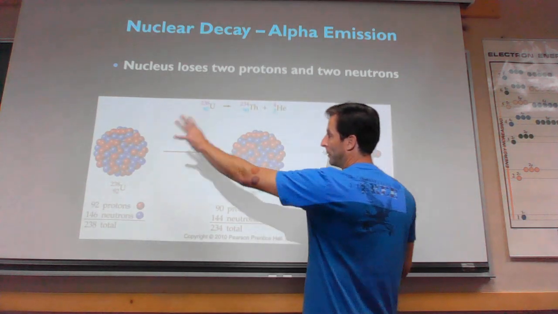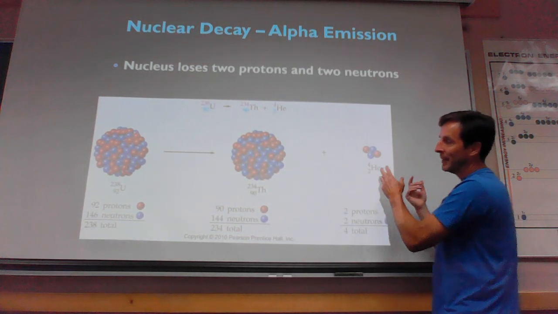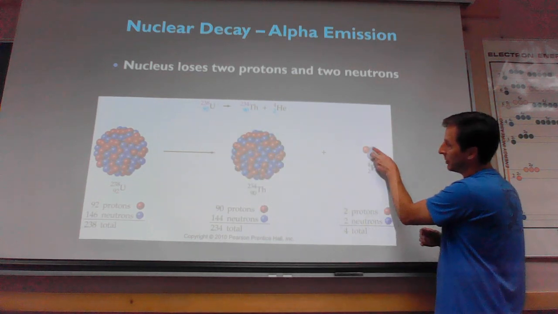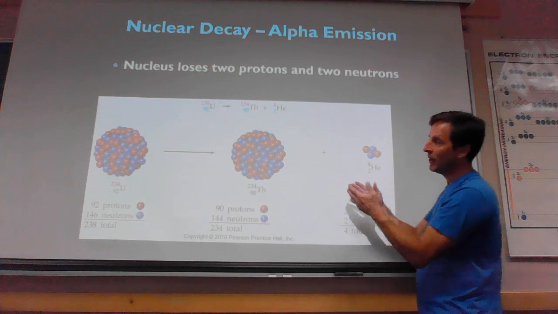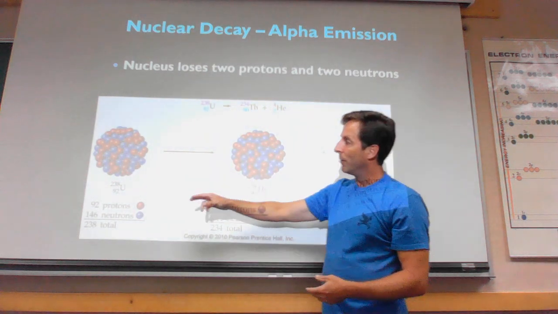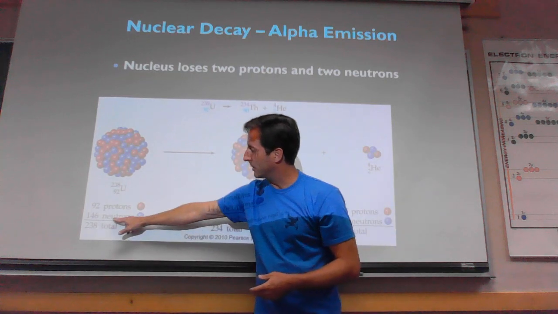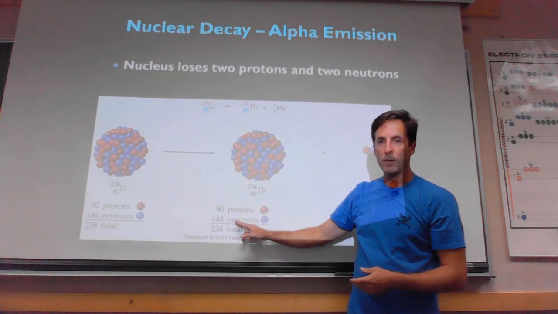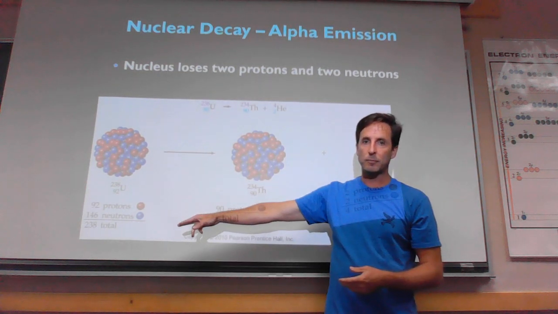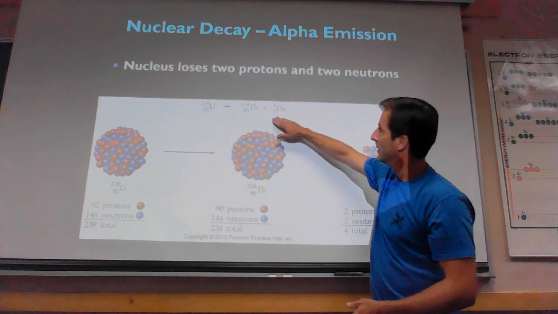So I go from uranium-238, and an alpha particle breaks off, which means that from my original atom, I'm losing 2 protons and 2 neutrons. So then I can figure out my new atom is what's left. Well, I had 92 protons, now I only have 90. I had 146 neutrons, now I have 144. And my new mass is now only 234 instead of 238. Okay, so I can write this out as a reaction as shown right here.